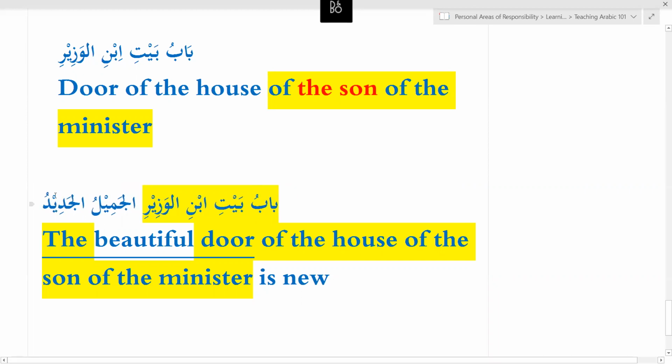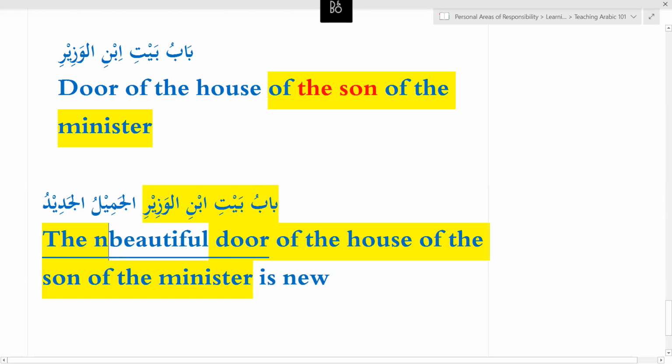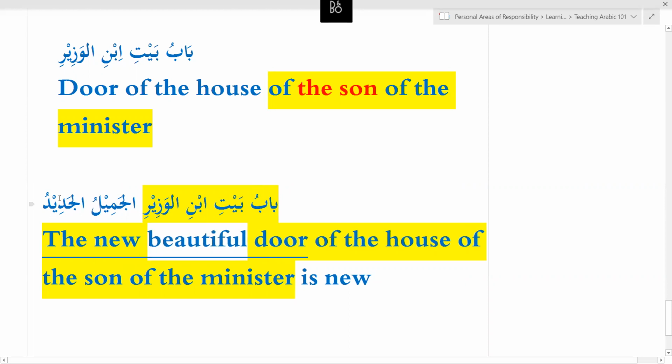If I put it like this, these two become adjectives. So I would say the beautiful, or say the new beautiful door of the house of the son of the minister. That's what it would mean. It would not be is new, but it means the new beautiful door of the house of the son of the minister. All of this is the subject. There's no predicate in the sentence. To make it predicate, I need to take off the al and I need to make it Jadidun, sorry.